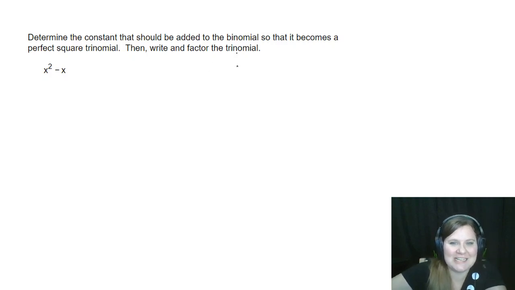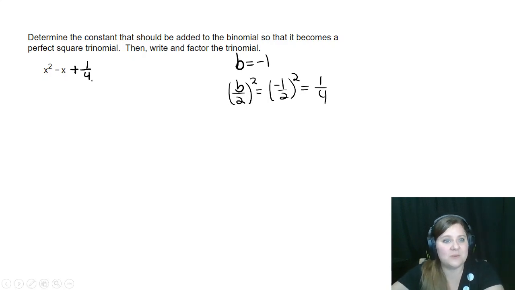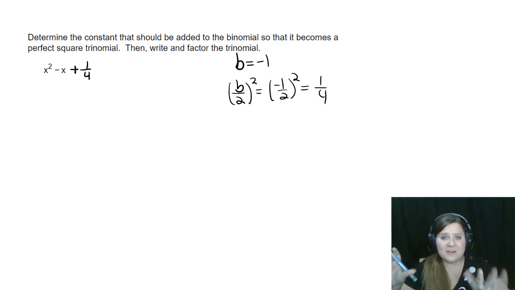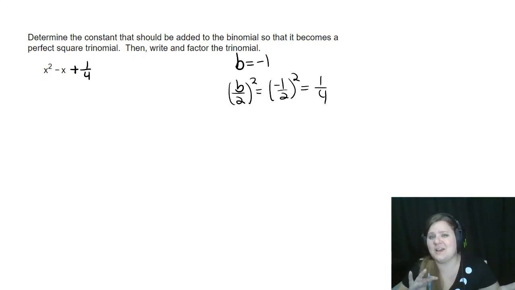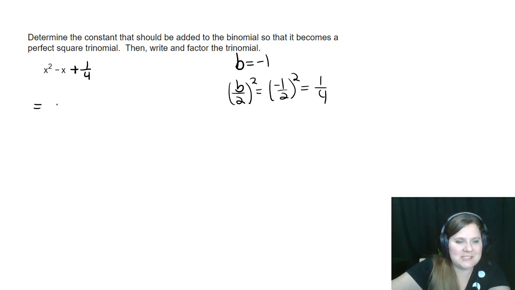Okay, so in this case, my b equals -1. b divided by 2 squared is therefore -1 over 2 squared, which is 1/4. So that's what I have to add to this to make it a perfect square trinomial. So that's the value. And if this were an equation that I was solving, I would add it to the other side as well. However, this means I just need to figure out how do I write this as something squared.